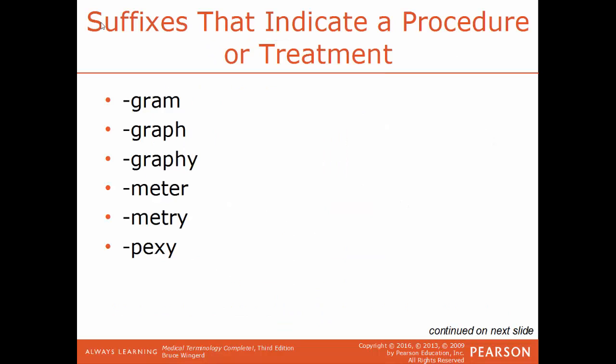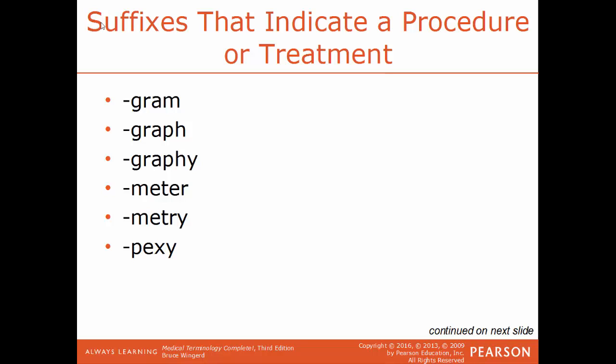Alright, the next three that are listed here, gram, graph, and graphy, are all very related, and they're often confused with one another because they mean very similar things, but they are not interchangeable terms. They all mean three individual separate definitions. The first one, gram, is an actual recording, so the actual results of a test. So a mammogram is the result of that test. Electrocardiogram is the actual readout of that testing procedure.